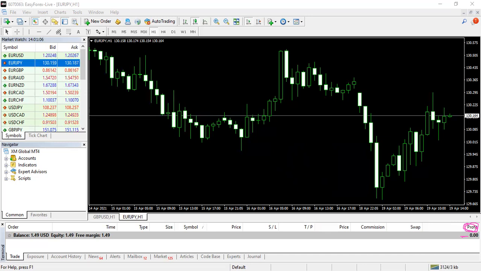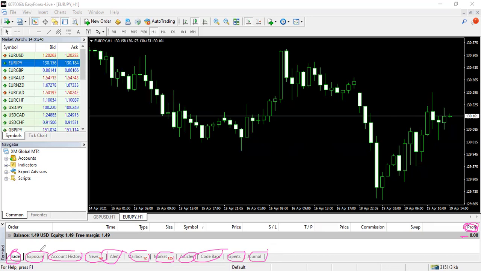Is that okay? Good. Now, aside from that, we have other menus below here. I don't know if you can see them. We have trade, that is under trade. All this I'm showing you is under trade. Under trade, we have exposure, we have account history, we have news, we have alerts, we have mailbox, we have the market, we have articles, we have the code base, we have experts, we have journal.